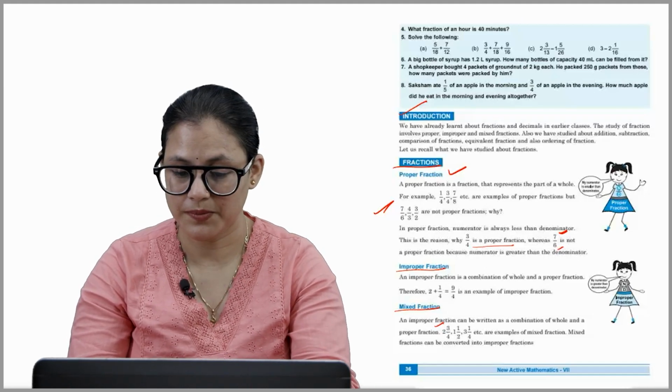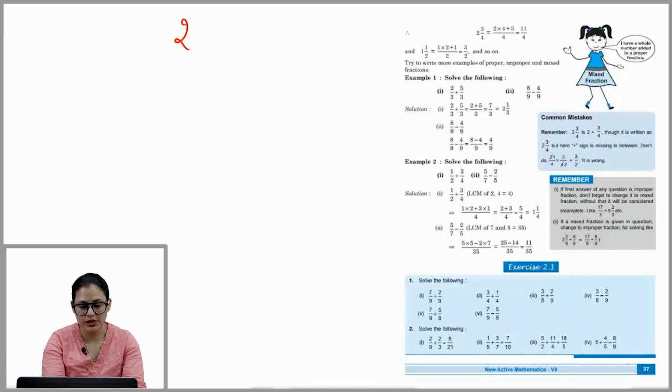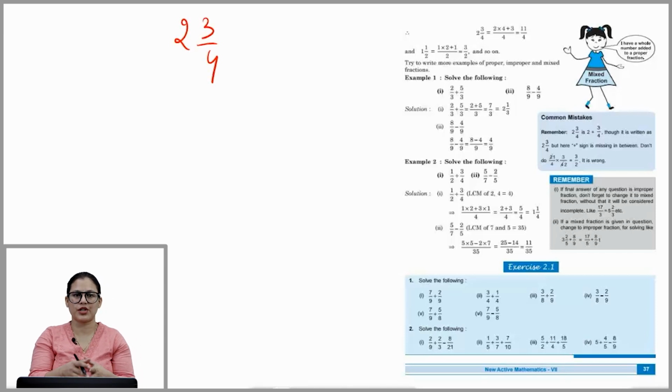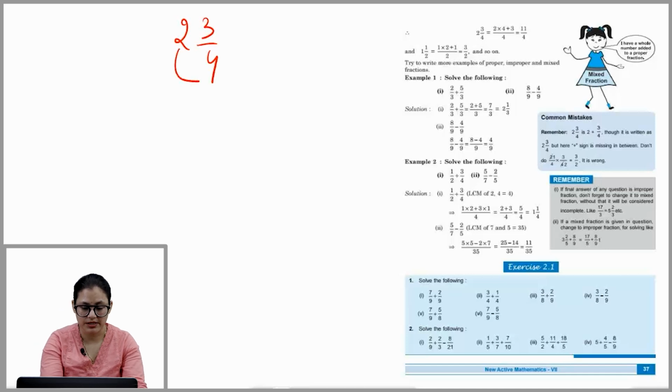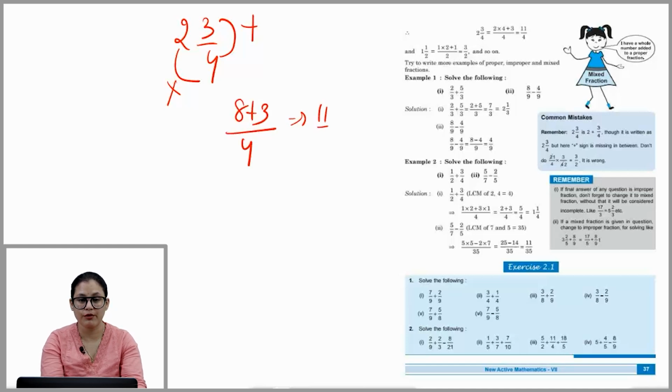Okay. See, 2 whole 3 by 4. This is a mixed fraction and we have to convert this into an improper fraction. So how will we do it? We will multiply these two numbers and then add. 2 4s are 8 plus 3. The denominator will be 4. So 11 by 4.